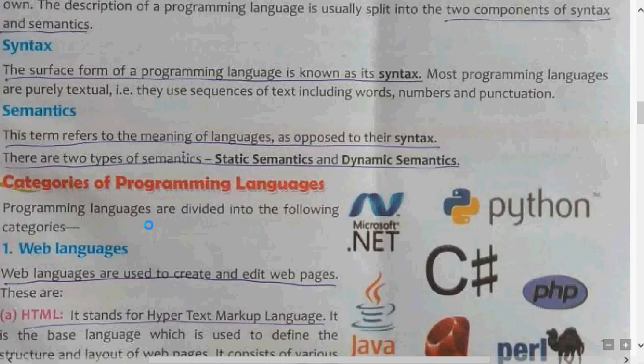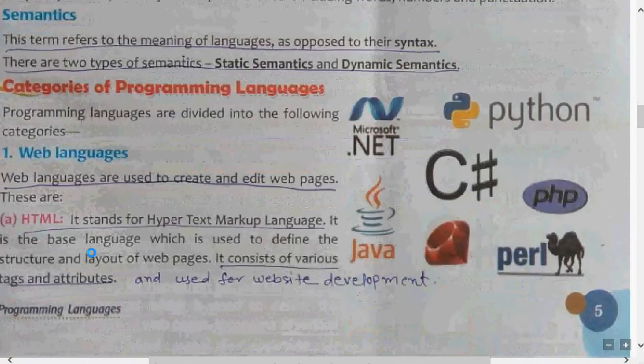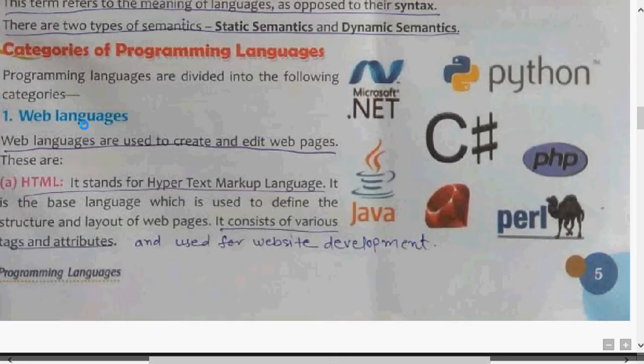Category of programming language: there are two types of programming language in your book. First is the web programming language and second is the software programming language, that is the window based programming language. Web programming language is used for development of websites. Web languages are used to create and edit web pages.